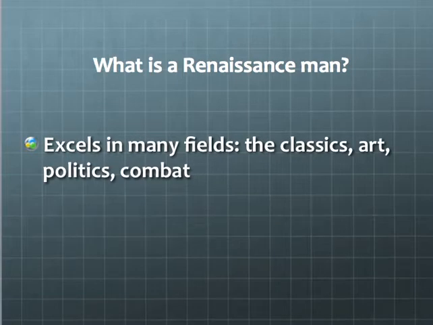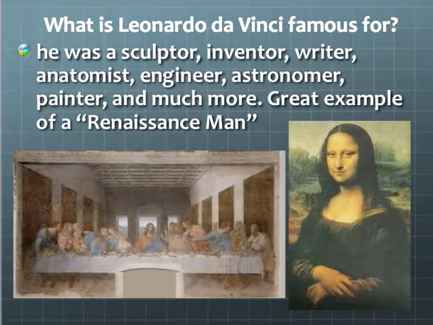What is a Renaissance man? The definition for that is someone who excels in many fields. In that time period, it meant the classics, Greek and Roman writings, science, art, math, politics, combat, etc. The epitome of that, the best example of that, is Da Vinci.